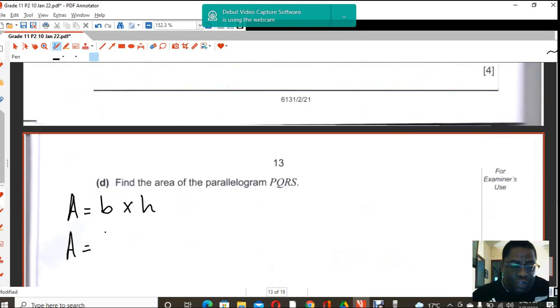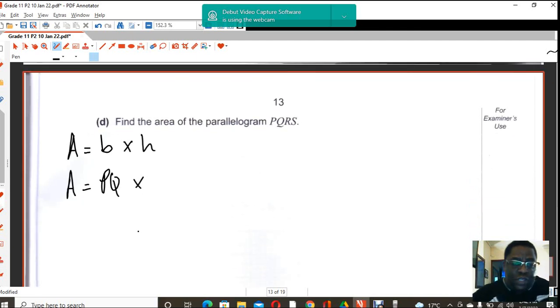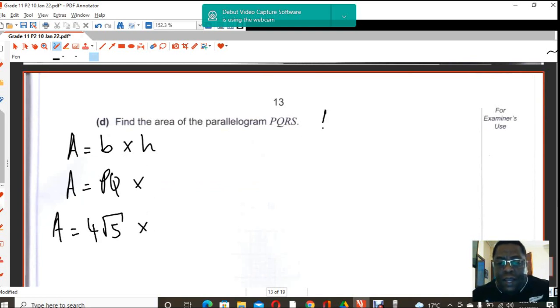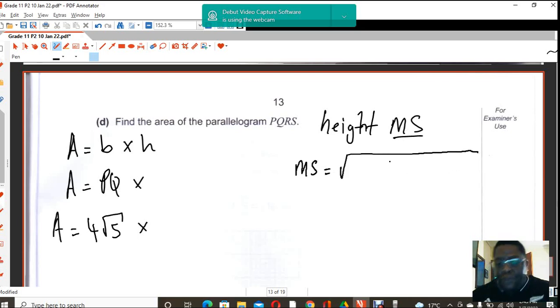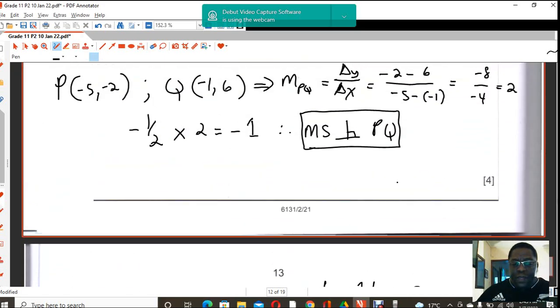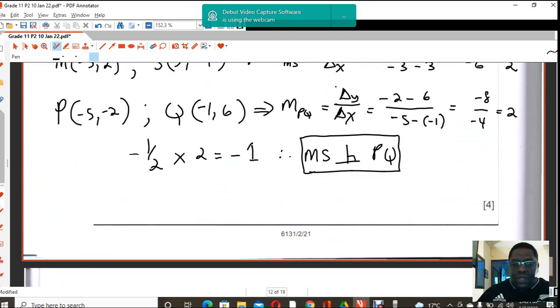The length of PQ, but we already know what the length of PQ is. The length of PQ is 4 root 5. Okay, so we need to find the height, and the height is represented by MS. Good. So we need to find the height of MS using our Pythagoras theorem. All right, so we know MS.